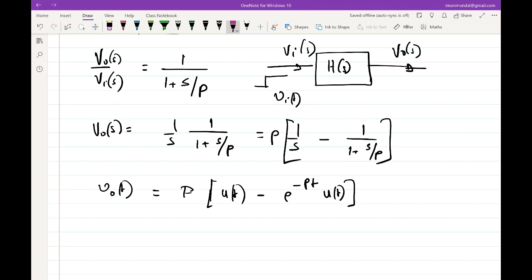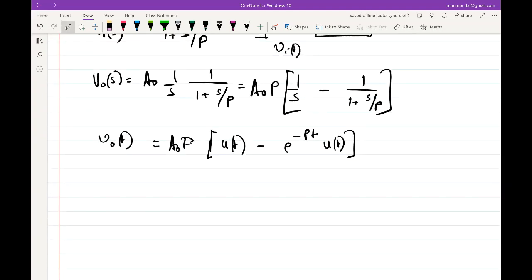So what I will do is, instead of making this 1 over, because of the dimensions, I will make it like A naught times some gain. So this becomes A naught times some gain, right? So this becomes, fine. So why is this important?